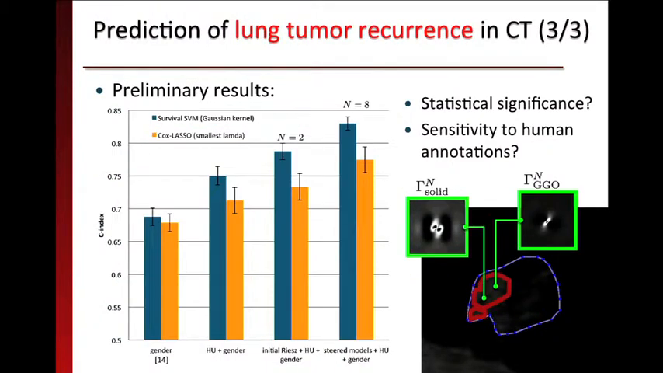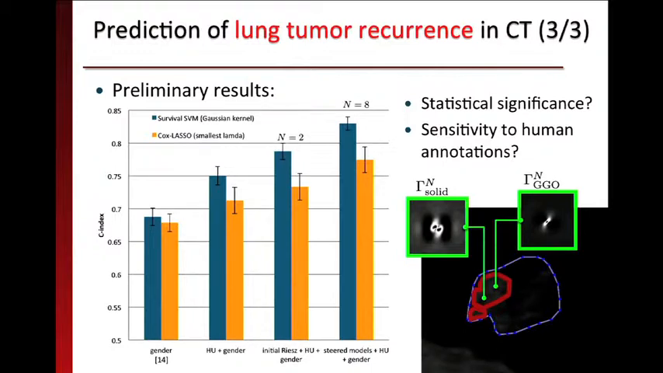So these are preliminary results that we have here. A C-index of 0.5 corresponds to a random prediction. And here, when we use only the gender of the patient, we already have something which is well above random. And this is in accordance with a recent paper that was published in the New England Journal of Medicine, saying that actually women have a much higher risk of having a malignant nodule at the first screening on CT.